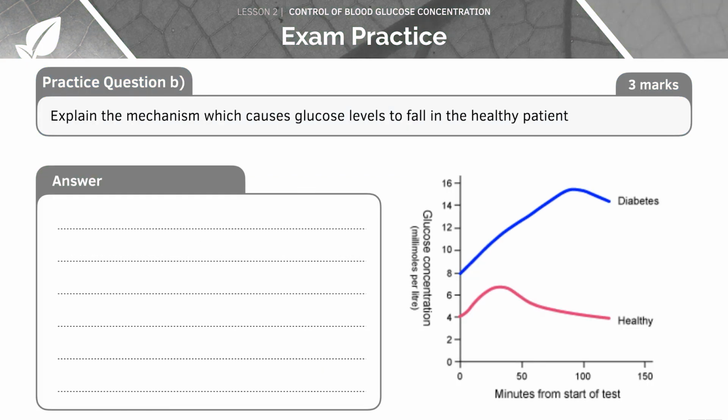Okay, so practice question B. Explain the mechanism which causes glucose levels to fall in the healthy patient. Again, give this video a pause at this point and have a go.